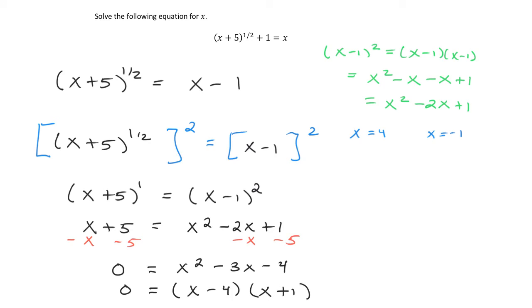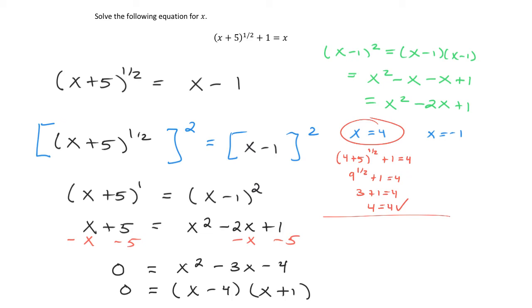I just want to check to see if one of those is an extraneous solution or not. So let's start with x is equal to 4. I'm going to take that and plug it into this equation. So we get (4 plus 5) to the 1/2 plus 1, is that equal to 4? That's 9 to the 1/2 plus 1 is 4. 9 to the 1/2 is the square root of 9, which is 3. Oh, right, 4 is equal to 4. Well, that's true, so it's good.